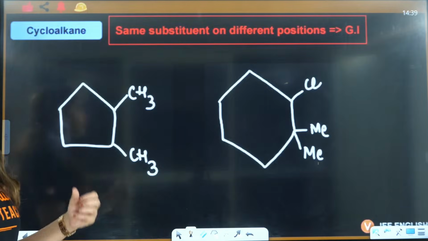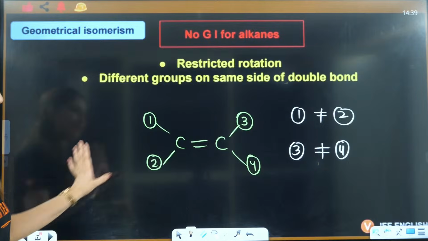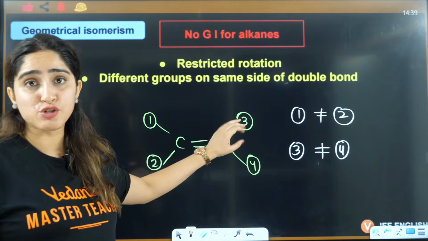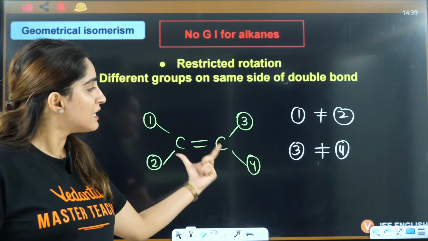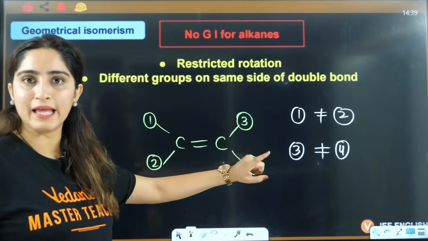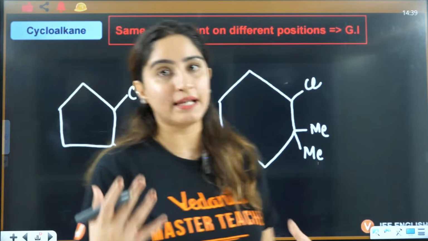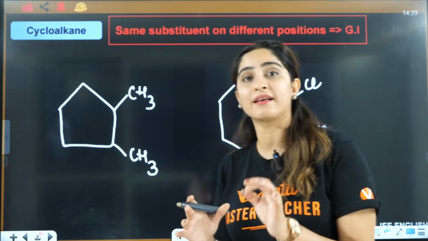Now when we say GI will exist, if you see it in alkene, that shows restricted rotation, right? This is how it is going to exist. On one carbon, two opposite groups should be there, right? And in the case of cycloalkanes, also GI exists, right?